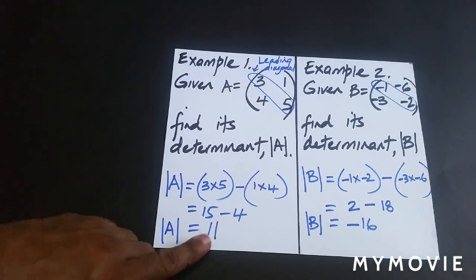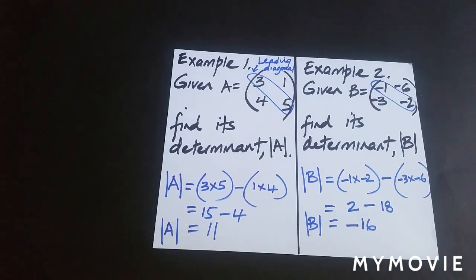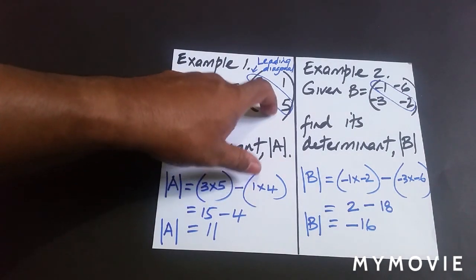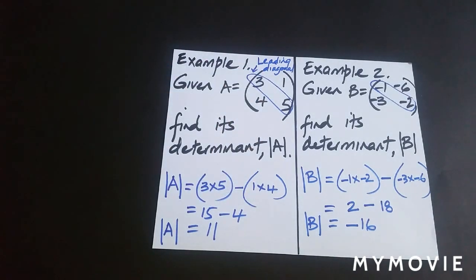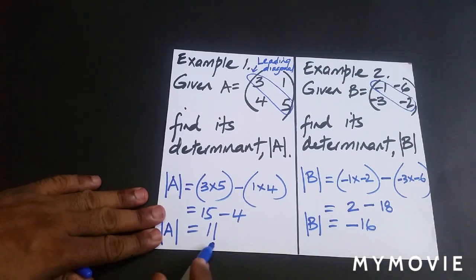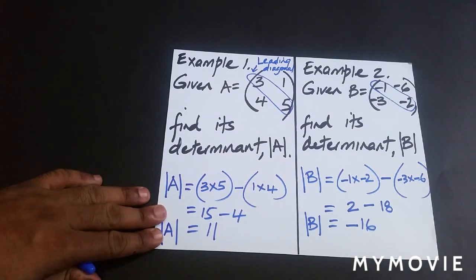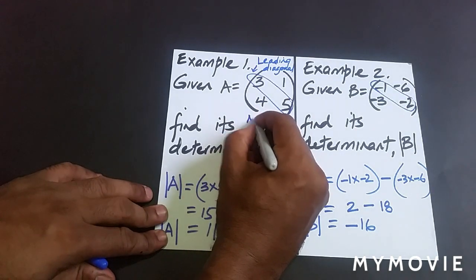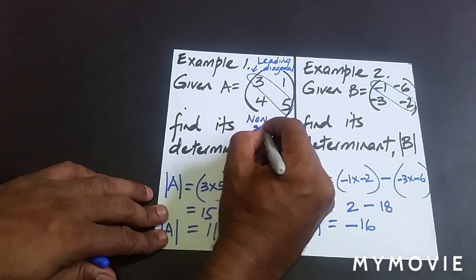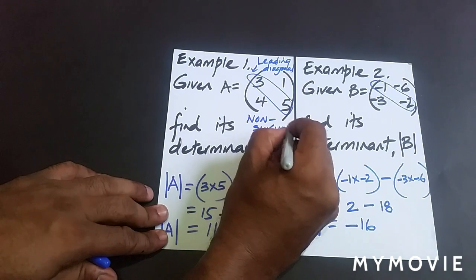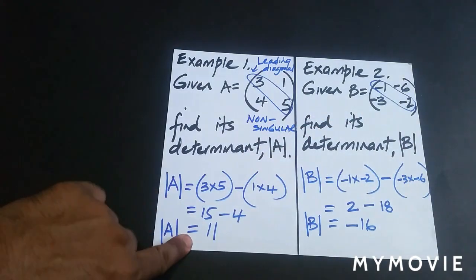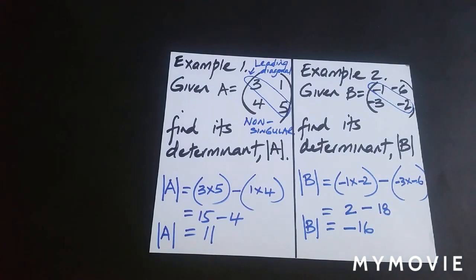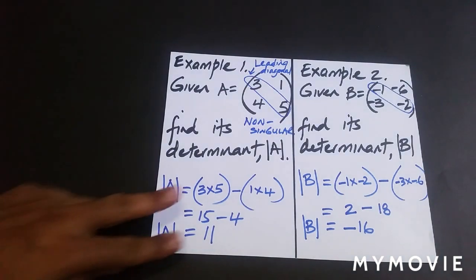The determinant that we found is 11. Now, based on what we read, would matrix A be singular or non-singular? Well, since the determinant is 11 and 11 is a non-zero value, then this would be non-singular because the determinant is a non-zero value. It's 11. Once it's any other number apart from 0, it must be non-singular.